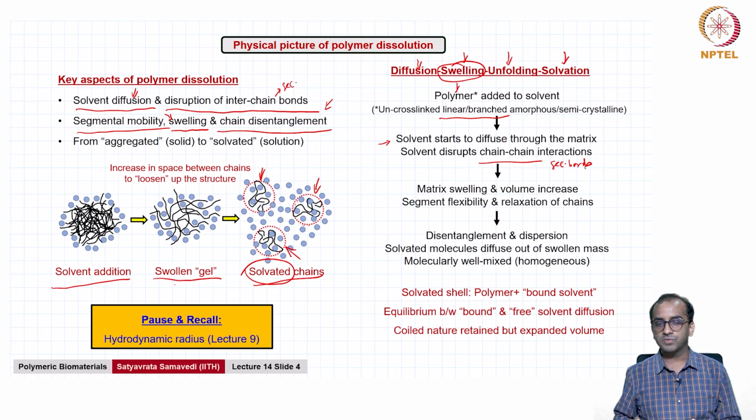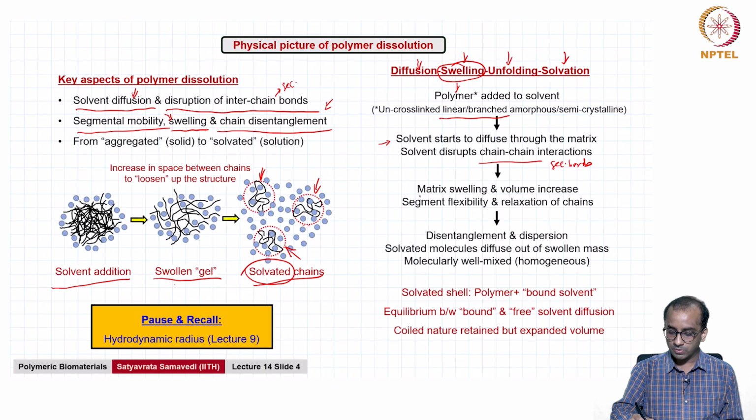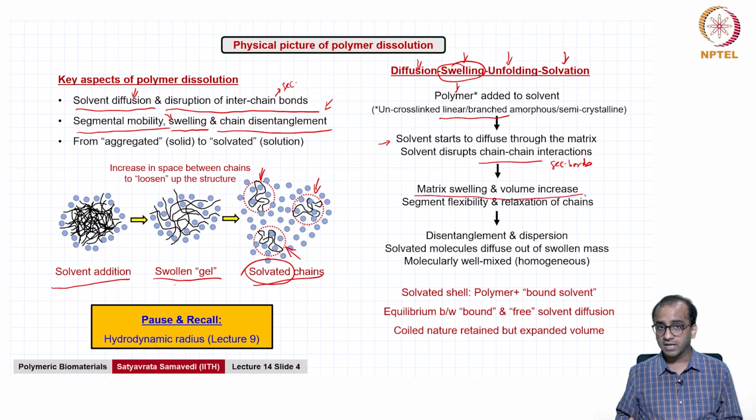Now, we are making an assumption here that this is a good solvent. In other words, the polymer-solvent interactions are favored over polymer-polymer interactions. And that is one of the scenarios in which these secondary bonds can be broken up because solvent now penetrates and the polymer wants to interact with the solvent more than it wants to interact with itself. And as a result, what you have is matrix swelling and volume increase.